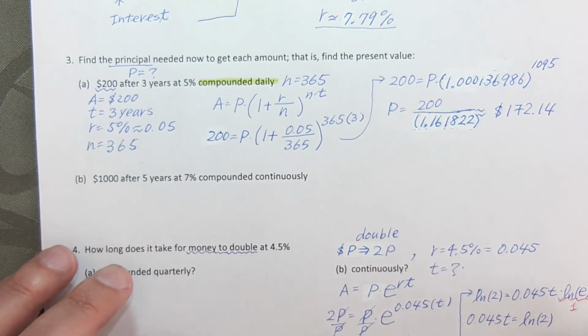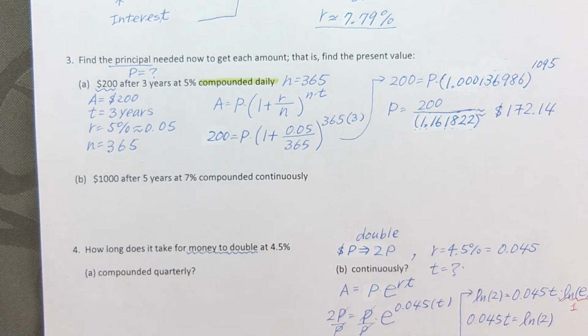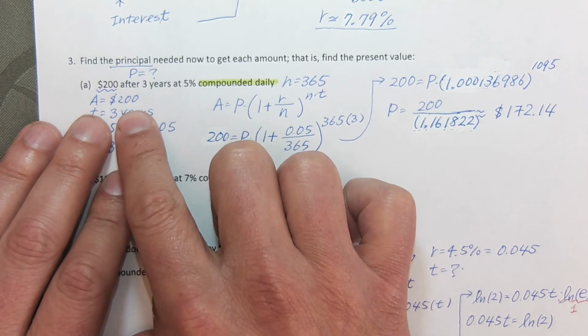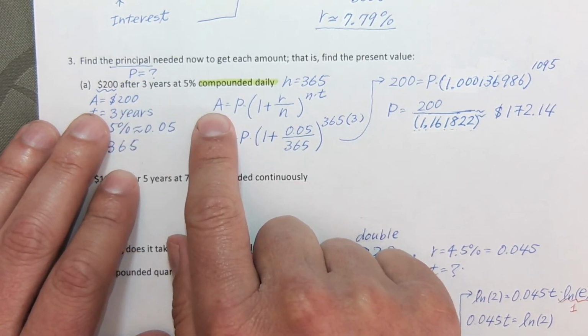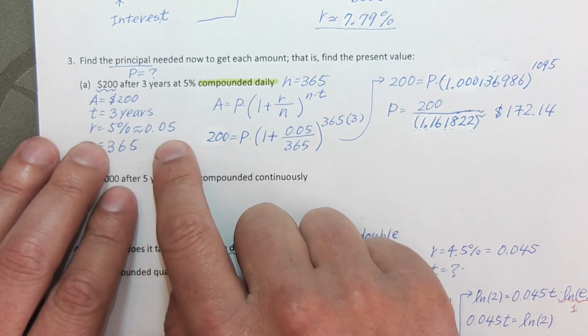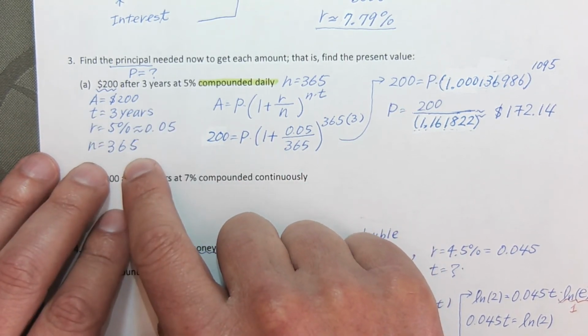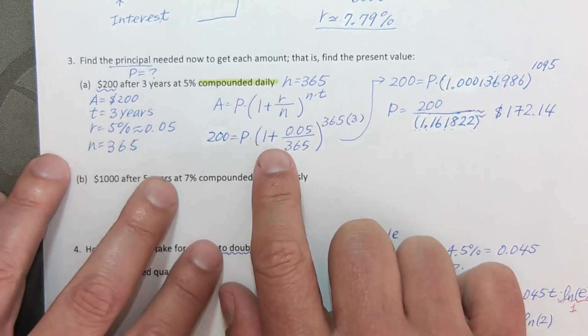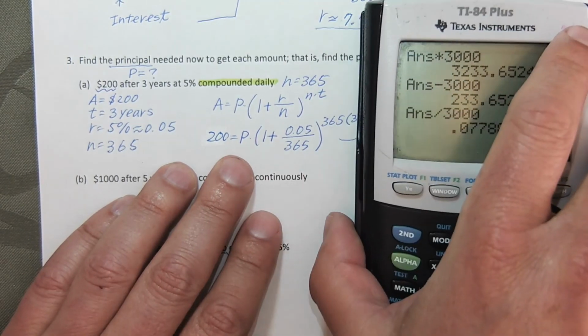So number 3 says find the principal needed now to get each amount, that is find the present value. Meaning if I want $200 after 3 years compounded daily at 5%, what do I need to put in now to make that happen? So we have A. This is the amount that we know that we want in 3 years. We have 3 years. We have the interest rate is 5%, or 0.05. And N in this case is 365 because it's compounded daily. So we plug everything in. And let's walk through this.